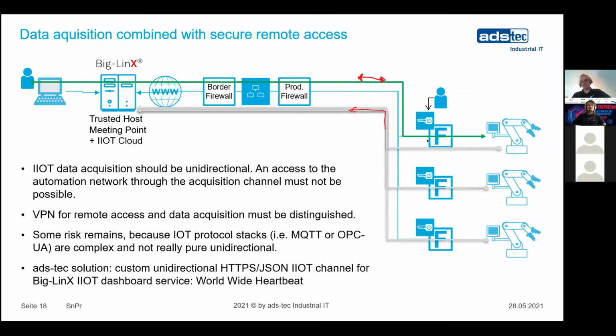So if we can distinguish these channels on the firewall and run the switch only for the VPN and have a unidirectional channel here, that would be a good concept. Some risk remains. If we build such a system with popular IoT protocols like MQTT or OPC UA, they are complex and not really purely unidirectional. Both of these protocols allow configurations with the other path direction. So the ADS-TEC solution is that we built a custom unidirectional JSON protocol, which is truly unidirectional.